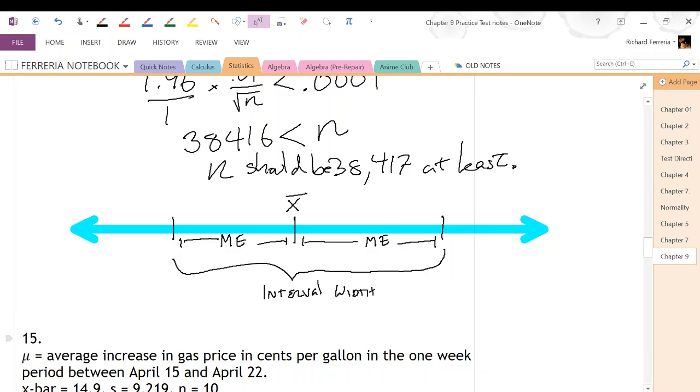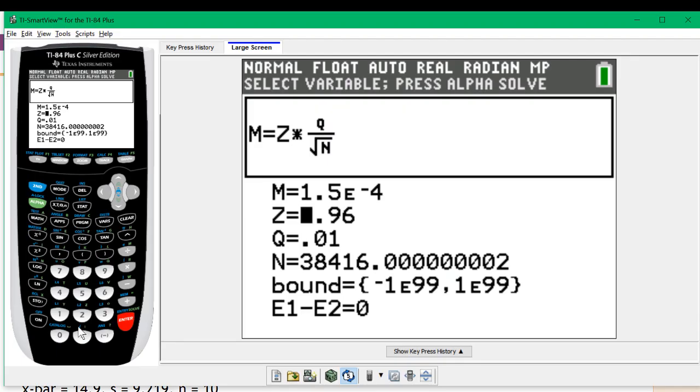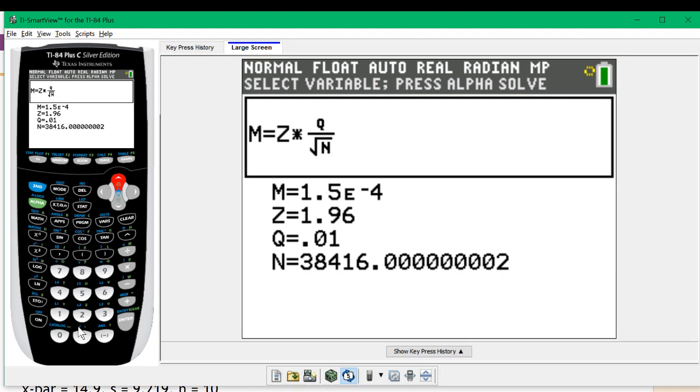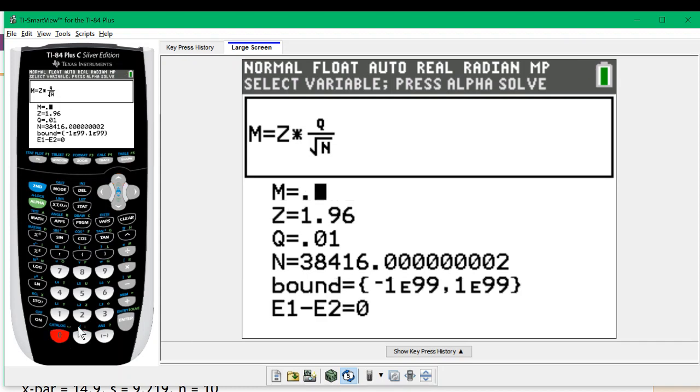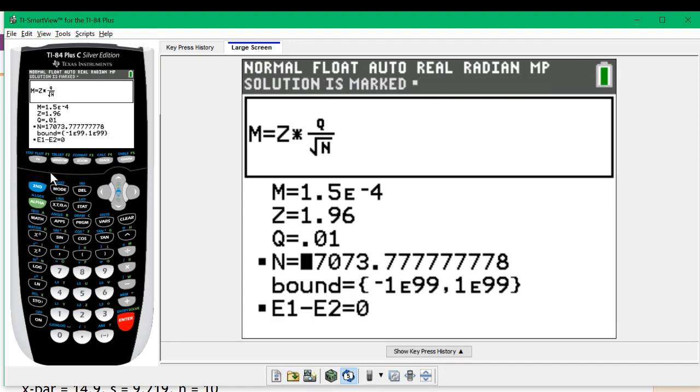Did I solve it? No, I didn't. Alright, so if we know the interval width is 0.0003, we just have to divide that by 2. By the way, you can put 0.0003 divided by 2 here, and then alpha enter again to get n. That's 17073. Well, because you're squaring.